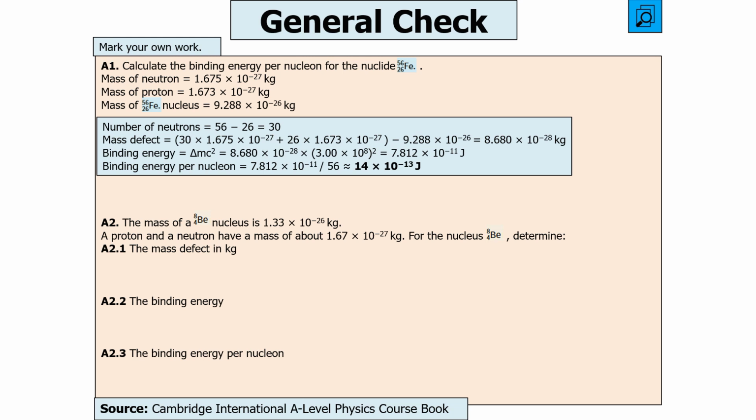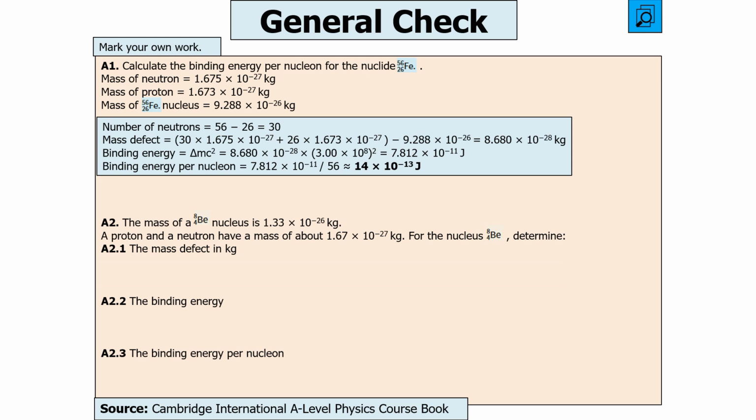So you get 8.680 times 10 to the minus 28 kilograms. Binding energy is E equals mc squared. Pop all the values in, and you get 7.812 times 10 to the minus 11 joules. We can then divide it by the total number of nucleons, the large number on the symbol, so 56, so it's 14 times 10 to the minus 13 joules.